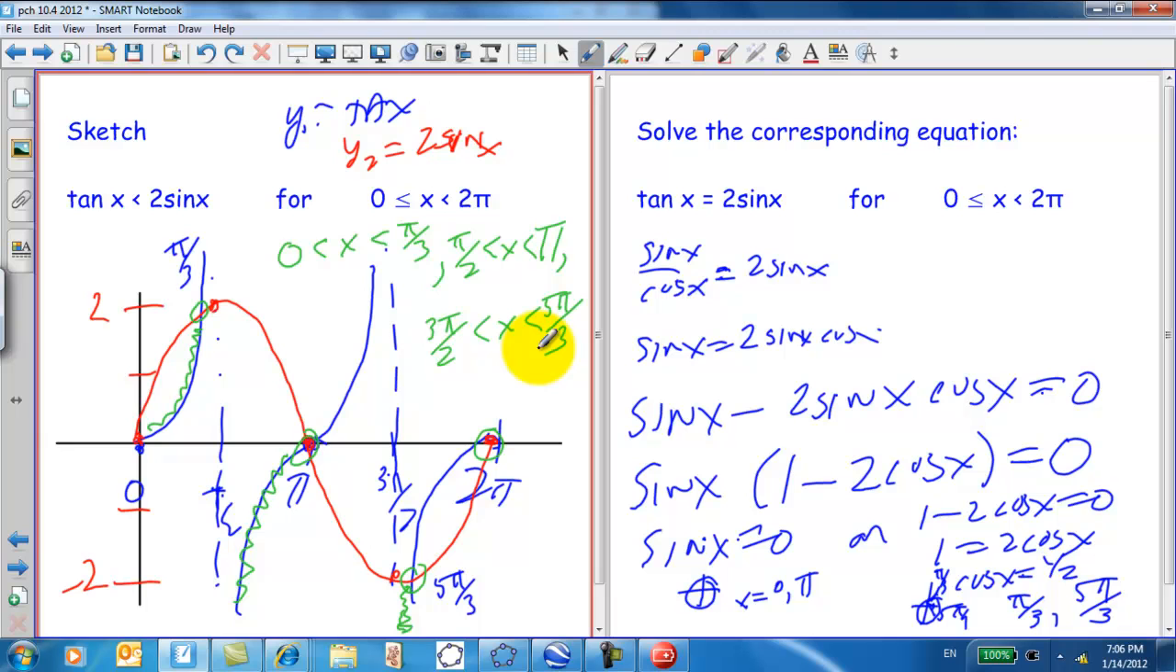So these are great problems because they involve taking a look at both the trig functions and doing it by hand, but also looking at a sketch so you understand when is one function below another function. Okay? And we wrap up here.